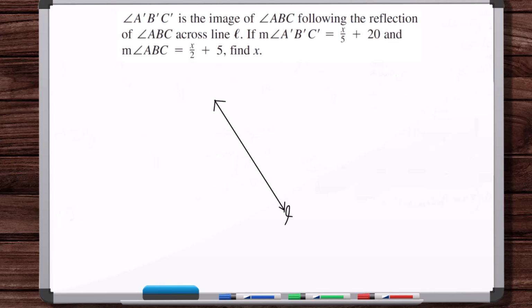Now we've got an angle here, which in general is just represented by two rays with a common endpoint. This is angle ABC. We want to put the B in the middle there. We'll call that angle theta. Now, if we reflect this, is it going to change the angle? This is actually a really good question. If we reflect an angle, will it change the actual angle measure?